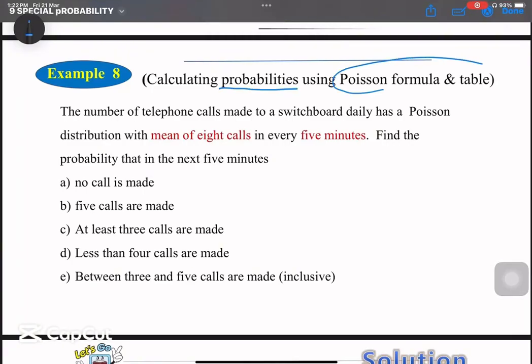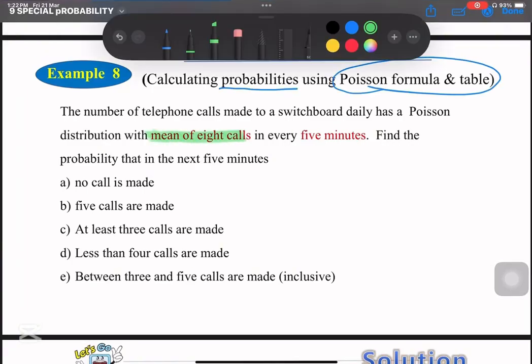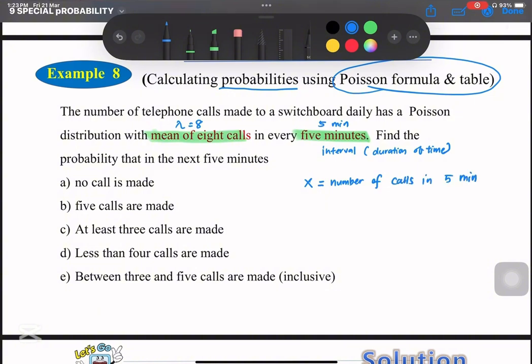Example 8. Calculating probabilities using Poisson formula and table. Given in the question, Poisson distribution with mean of 8 calls in every 5 minutes. So our interval or duration of time is equal to 5 minutes, and our lambda or our mean is equal to 8. So we are using X as our random variable for number of calls in 5 minutes.